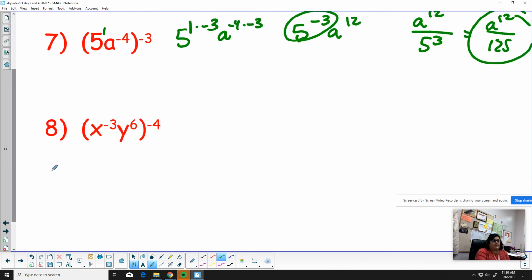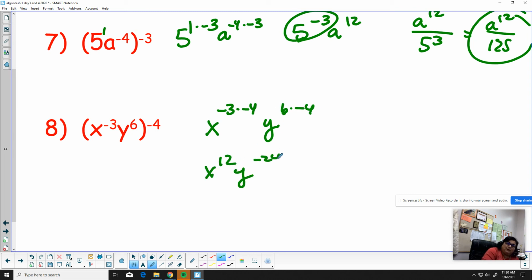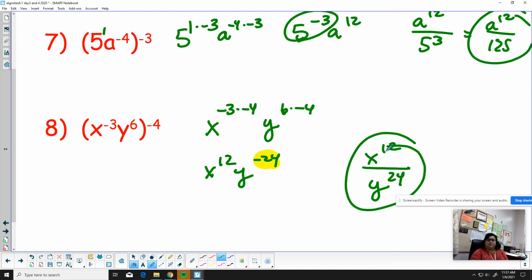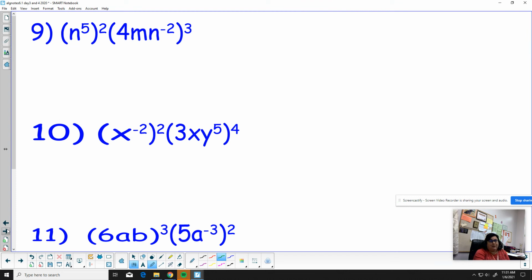Number 8. So I'm just multiplying the exponents, x to the negative 3 times negative 4 and y to the 6 times negative 4. So that's x to the 12, y to the negative 24. This one's unhappy. He's going to the denominator. So x to the 12th over y to the 24th is my answer. I hope you're catching on. Okay, they're getting longer, but they're the same thing.